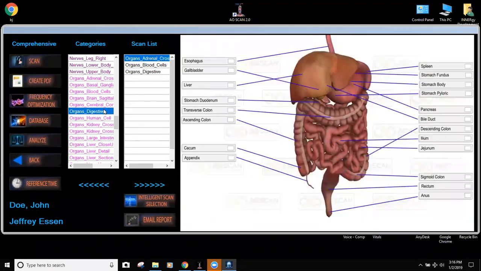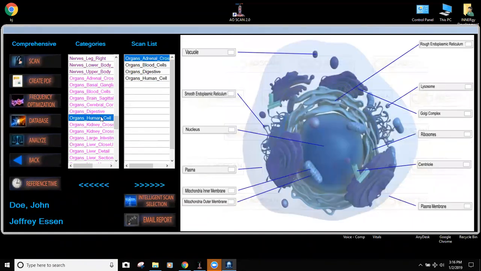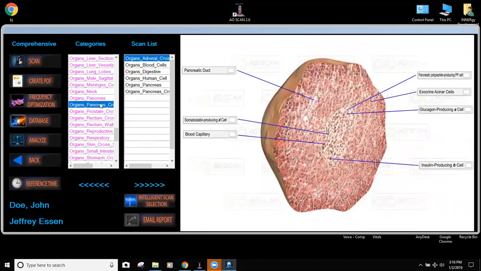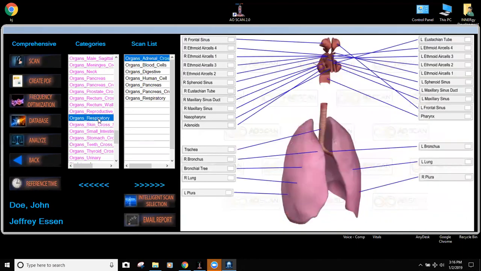Digestive, I do for everyone. No matter who you're working with, they need a digestive review. Human cells, sometimes interesting for everyone as well. That just seems like something that everybody could use. There were some indicators there of a pancreatic problem in terms of the A1C was a little on the high side. Respiratory system, in the sense that we had some issues with smoke and paint and things like this.